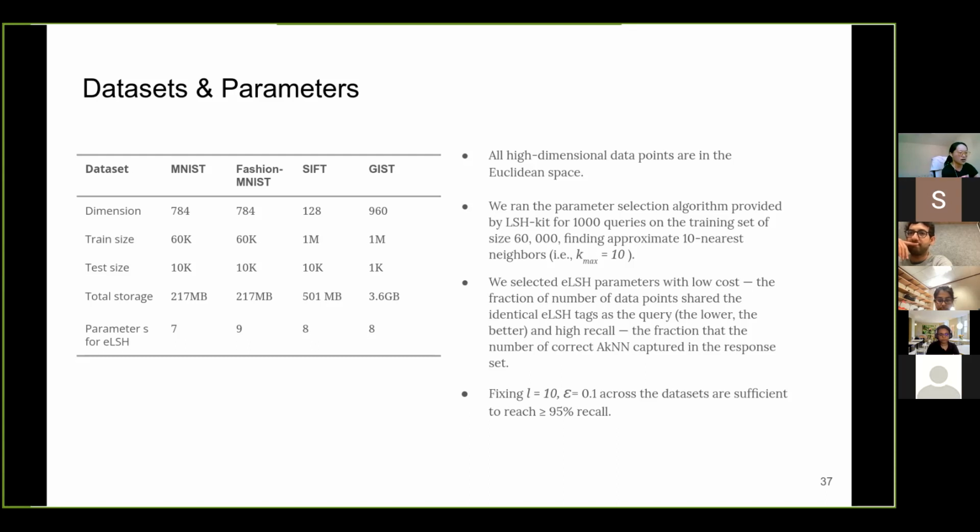And we selected the ELSH parameters with low cost, which means the fraction of data points sharing identical ELSH tags with the query, the lower the better, and high recall, the fraction of correct AKNN captured in the response set. Also, we found that fixing L equals 10 and epsilon equal to or greater than 0.1 across the datasets is sufficient to reach 95% recall.